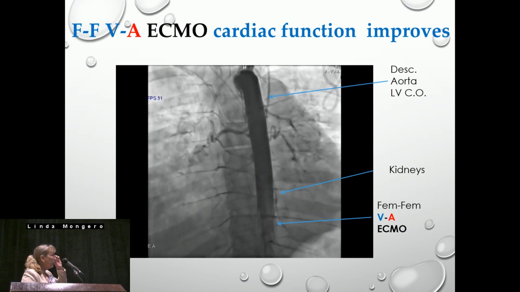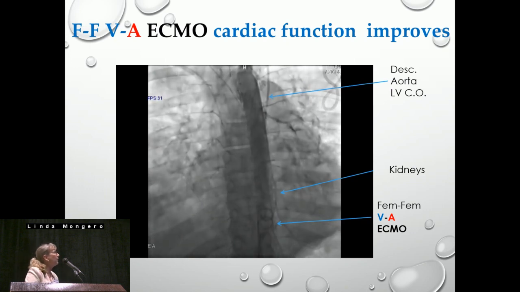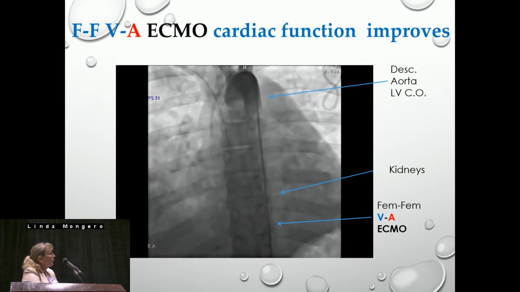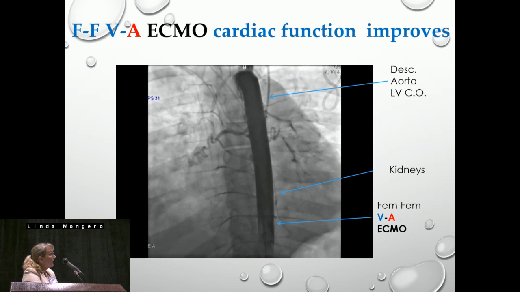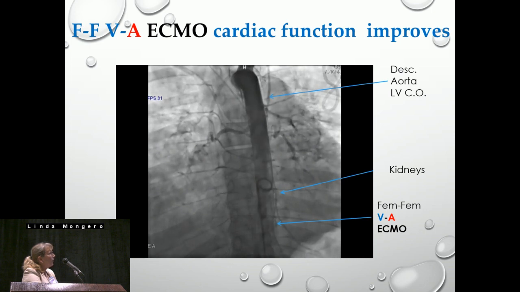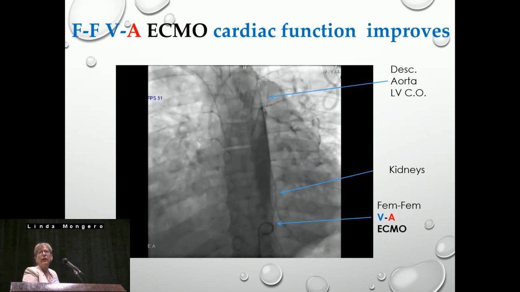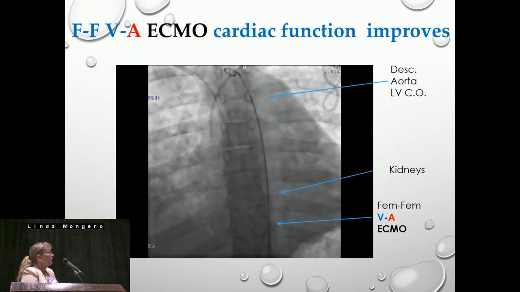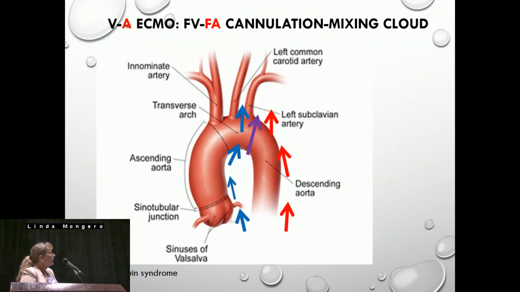Okay, so this is showing descending aorta. This is showing how cardiac function improves. And as you can see, blood gets from the femoral approach up almost to the head vessels, but because it's competing with the heart, deoxygenated blood is going to the head. And that's a very important consideration when you're on VA ECMO.